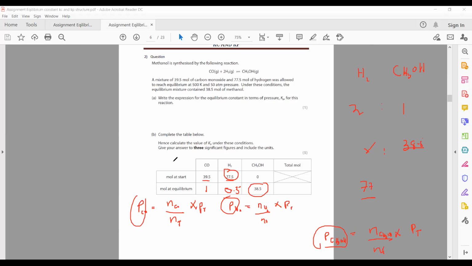Is it clear? Any doubt in this part? Okay.